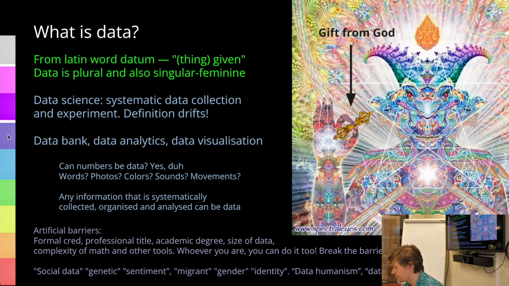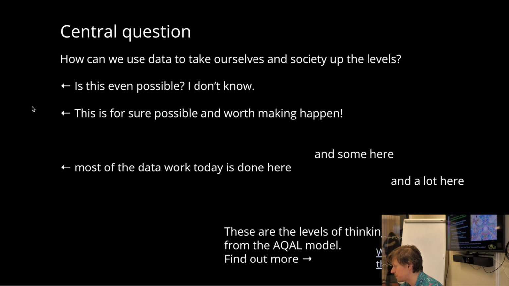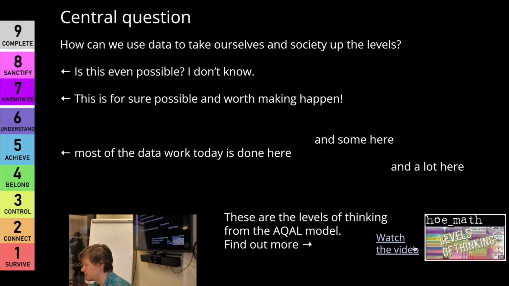Here I have a little bunch of colors on the side. These are the levels from Ken Wilber's model of levels of thinking, and I have a reference here with a video, about one hour long, which you can watch and learn about these levels. Most of the data work that we do today is done on level 5, to achieve the scientific level. Some of it ventures towards the understanding level, with social justice and inclusion and so on, and some of it is done on the belong level.